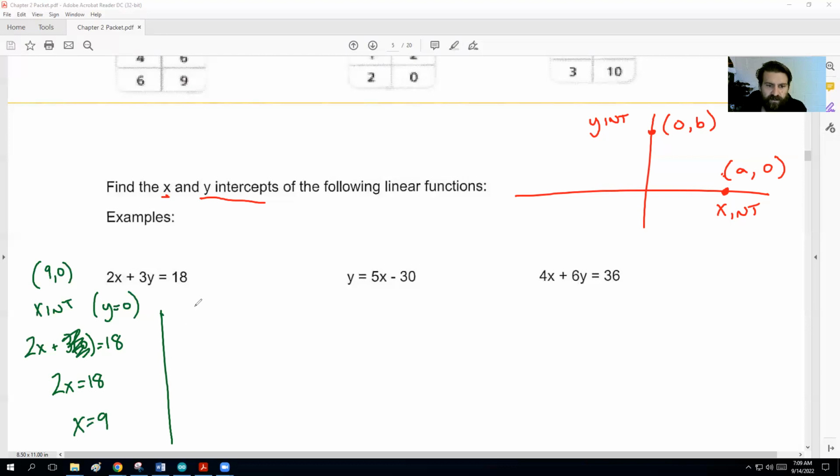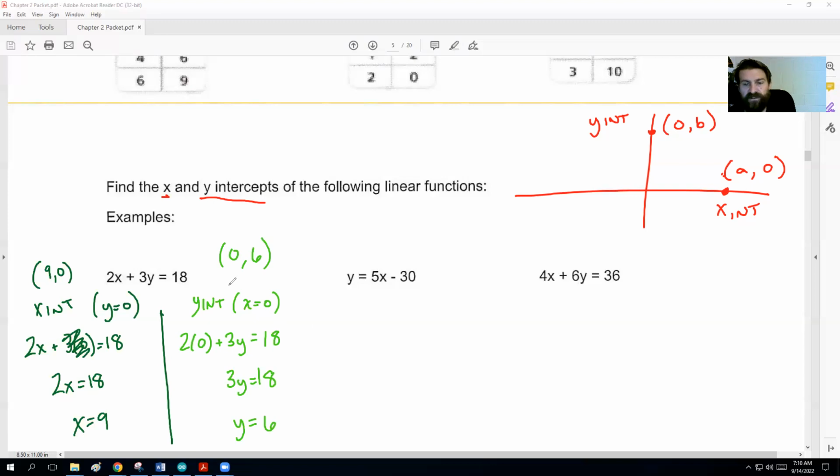The y-intercept, what we need to do for that is to make x equal to 0 and solve. All right, so we're going to have 2 times 0 plus 3y. So if we're trying to find the y-intercept, we're going to get rid of the x and solve. If we're trying to find the x-intercept, we get rid of the y and solve. All right, so let's see, that goes away and we get 3y equals 18. If we divide both sides by 3, y would be 6. So y is the second number, the y-intercept's at 0, 6.